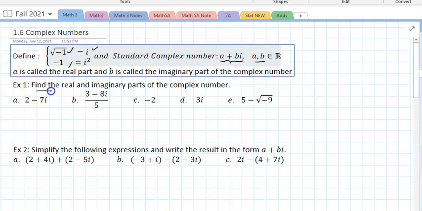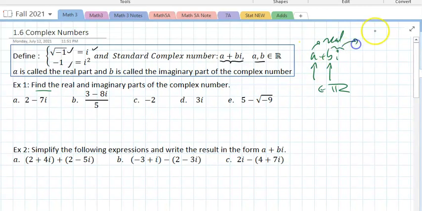So example 1 says, find the real and imaginary part. Again, remember a plus bi, in which that's a number and that's a number. Both of those could be any real number. So if I match this, well, the real is a. This is the real. And even though b is a real number, that deals with the imaginary part. So what's the real? The real is 0. And the imaginary number would be -7.